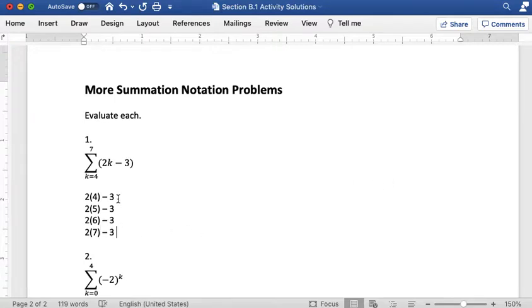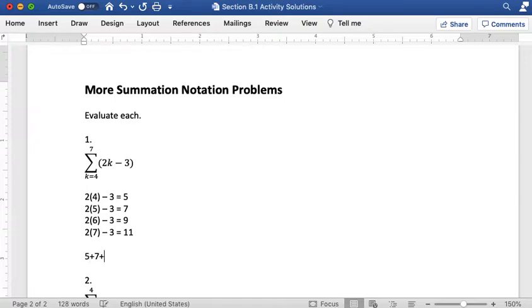So when I plug in 4, I get 2 times 4, which is 8. 8 minus 3 is 5. Plug in 5. 2 times 5 is 10. 10 minus 3 is 7. Plug in 6. 2 times 6 is 12. 12 minus 3 is 9. And when I plug in 7, 2 times 7 is 14. Minus 3 is 11.